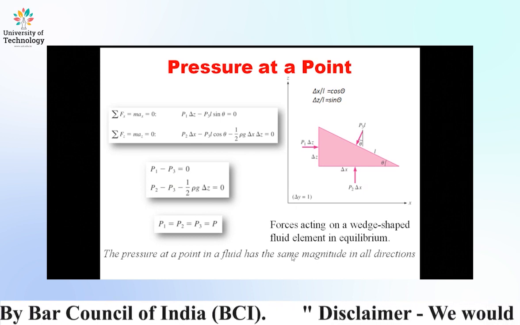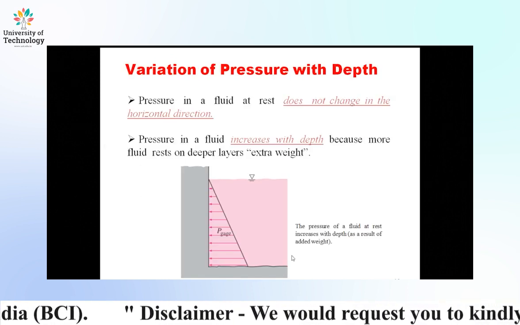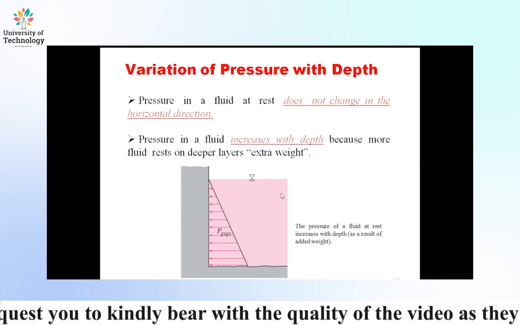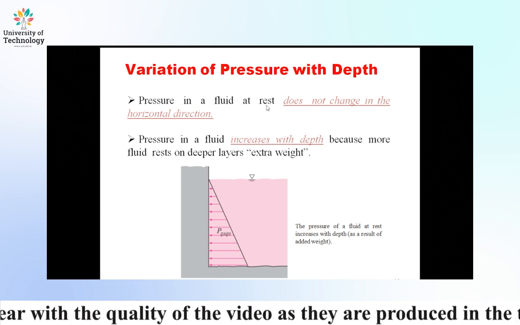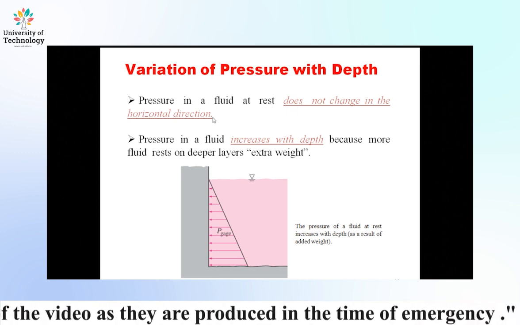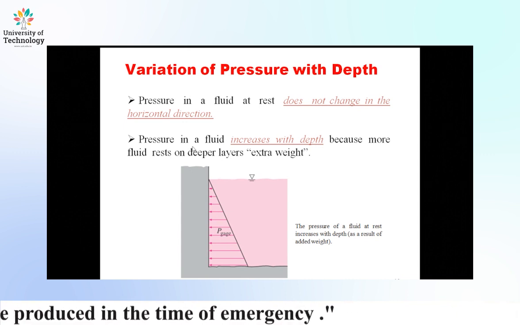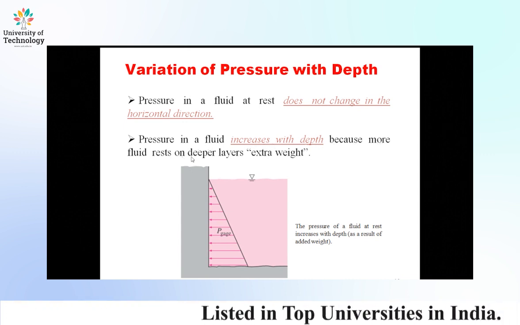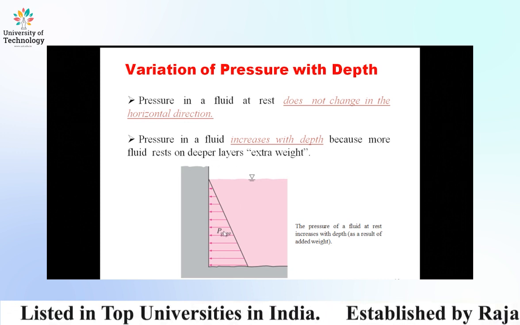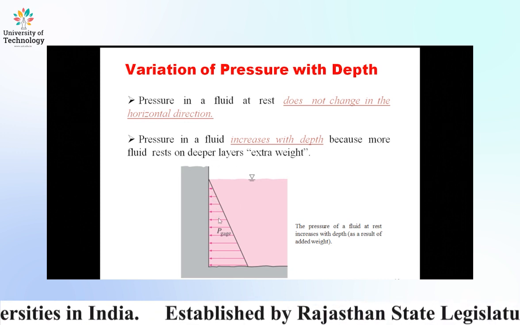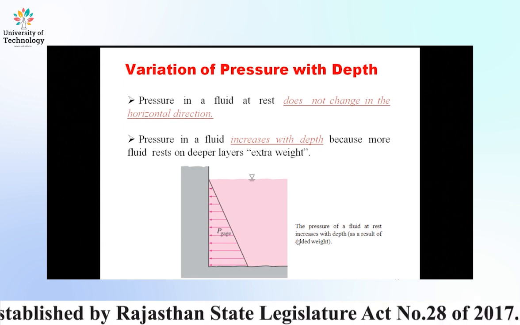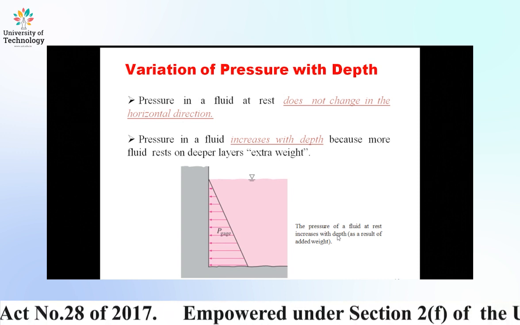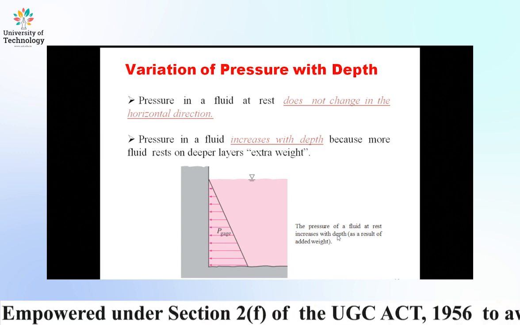Now, variation of pressure with depth. Pressure in a fluid at rest doesn't change in the horizontal direction. Pressure in a fluid increases with depth because more fluid rests on the deeper layer, extra weight. In the downward direction, pressure increases. The pressure of a fluid at rest increases with respect to depth because the added weight is more at higher depth.